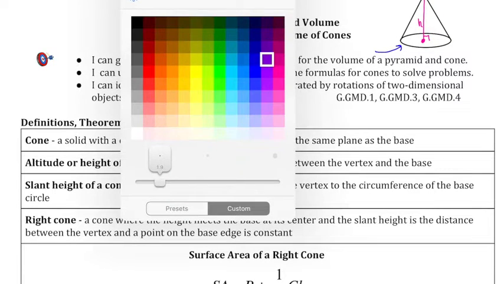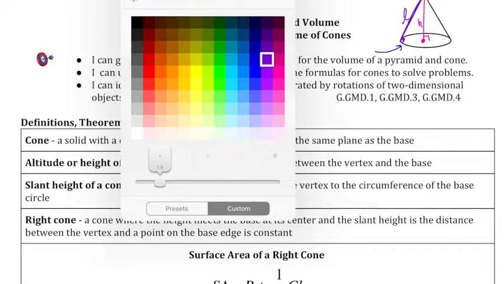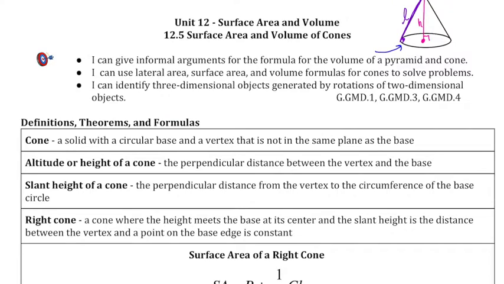So what that means is that we take the vertex and we go down this side here, and it would be perpendicular, meaning it hits right at that circumference, but this is our slant height. So it's very similar to a pyramid, except that we're working with a circular base. So anytime we're working with circles, the distance from our center to the edge or to the circumference is our radius. So these are our three measurements that we're working with.